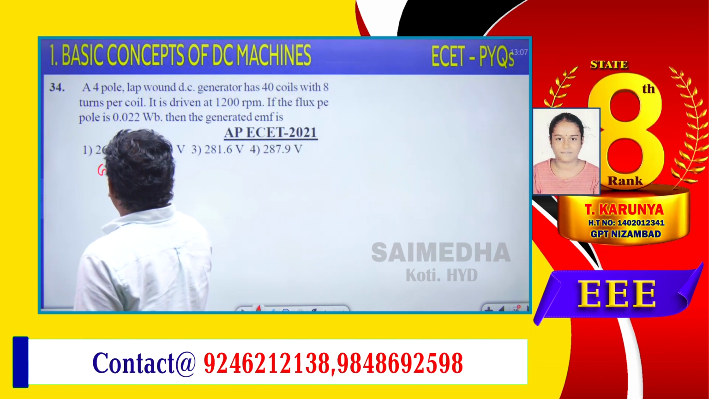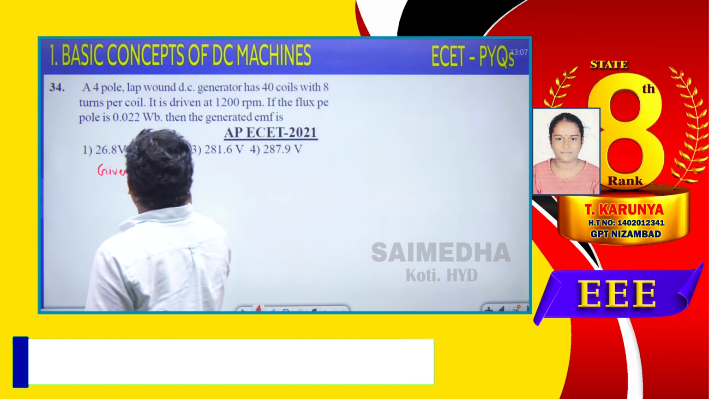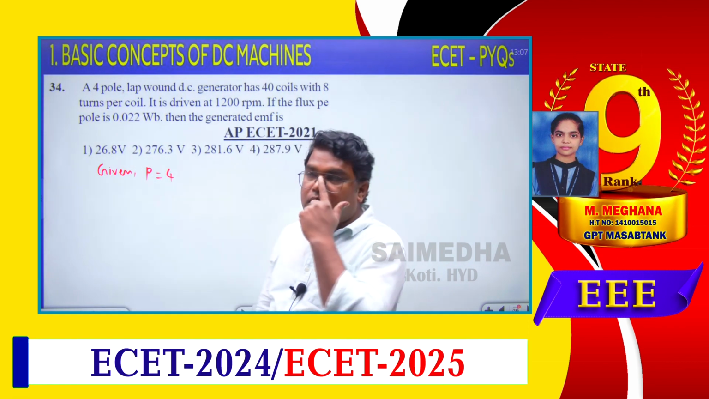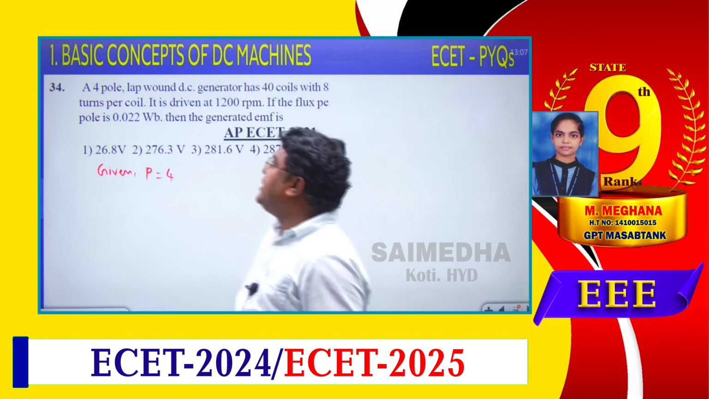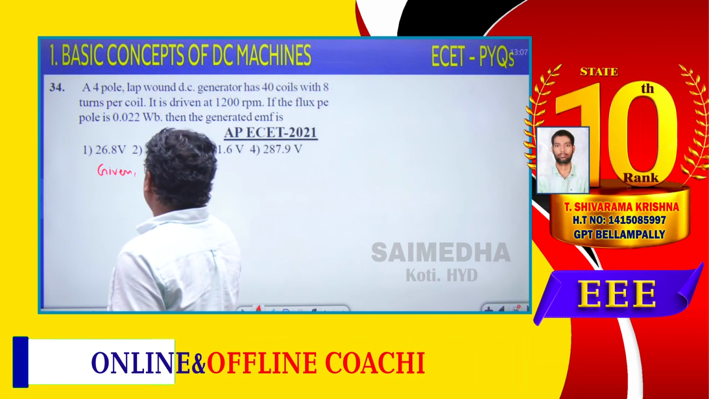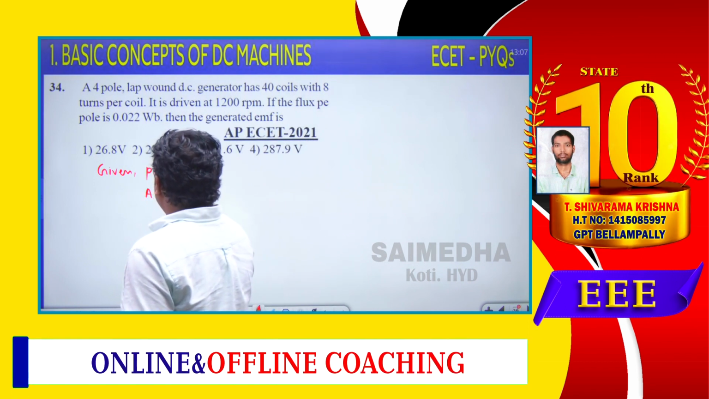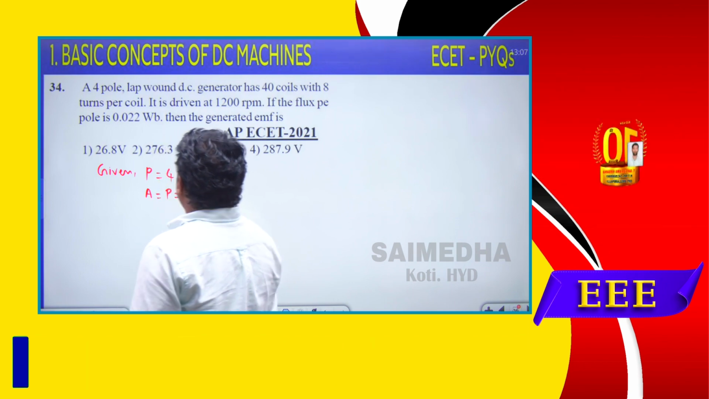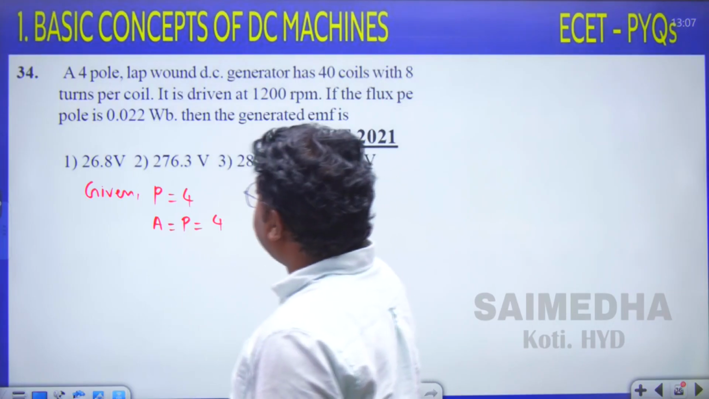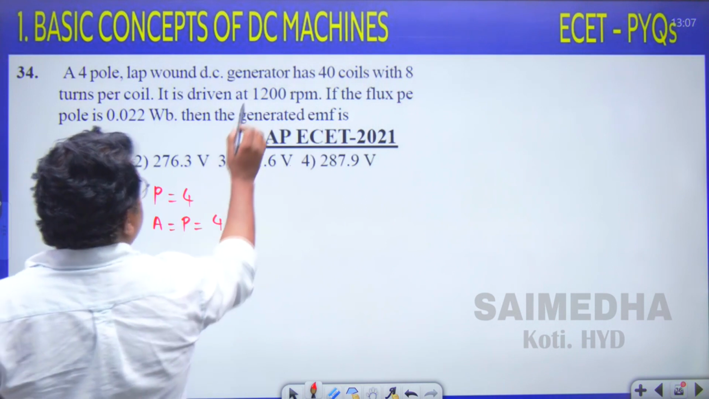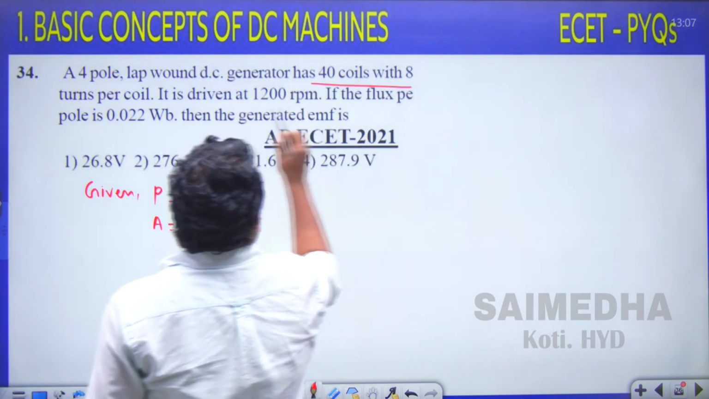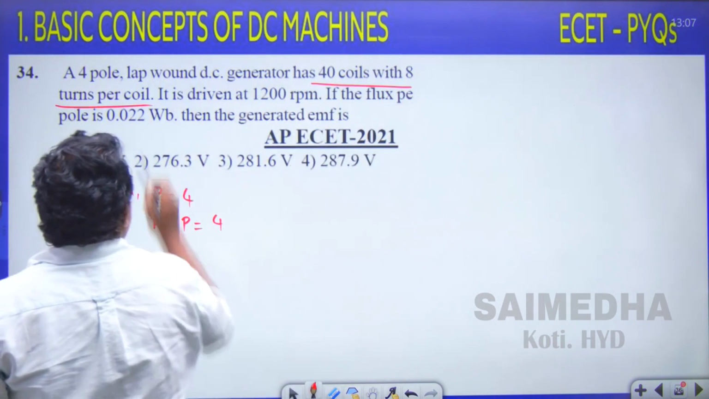Okay, and what is the given data in this question? Given that the number of poles P is equal to 4. The armature is connected in lap, so the number of parallel paths A is equal to the number of poles, which is 4. And we require the number of conductors. It is not directly mentioned; we have 40 coils with 8 turns per coil.